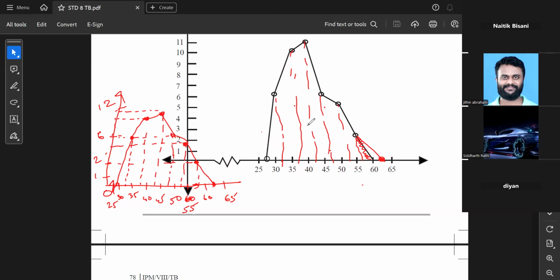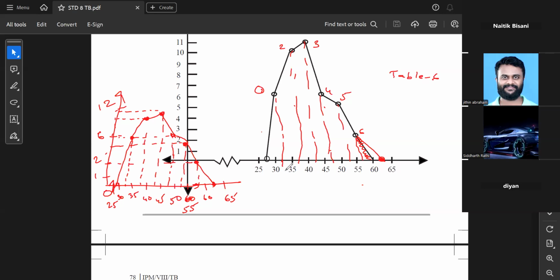Now, so you have plotted 1, 2, 3, 4, 5, 6 based on the table. Based on the table, you have plotted 6. But you will need to complete the diagram by bringing it to the axis. Now, how do we bring it to the axis?